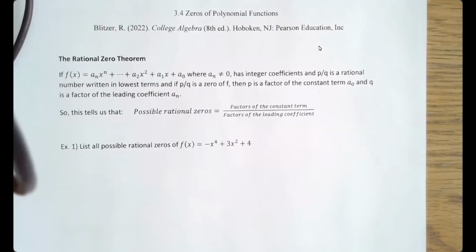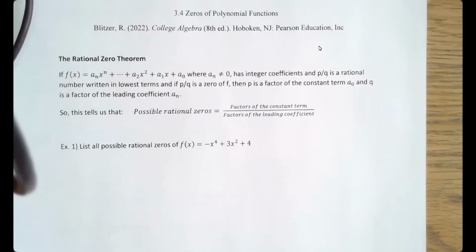If it has integer coefficients, and if p over q is a rational number written in lowest terms, and if p over q is a zero of f, then p is a factor of the constant term and q is a factor of the leading coefficient. So this definition is, I think, really complicated for what it is. It's really not as bad as it sounds.